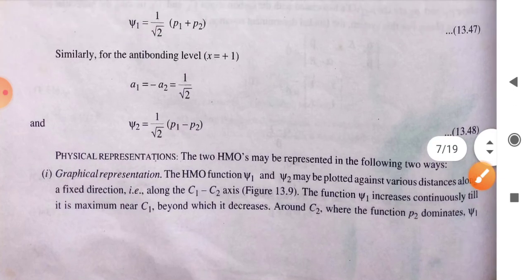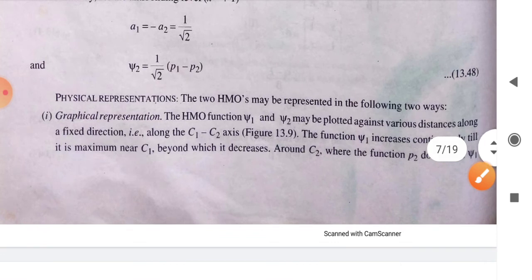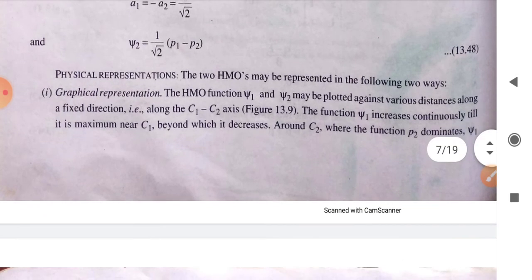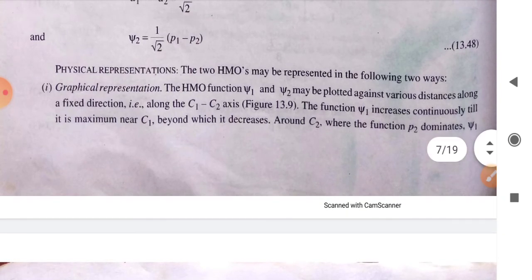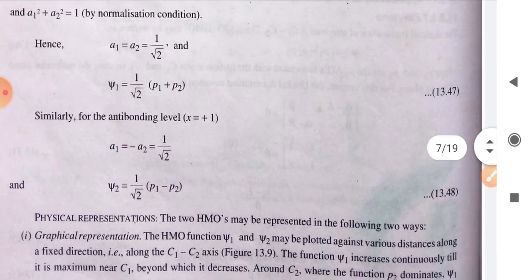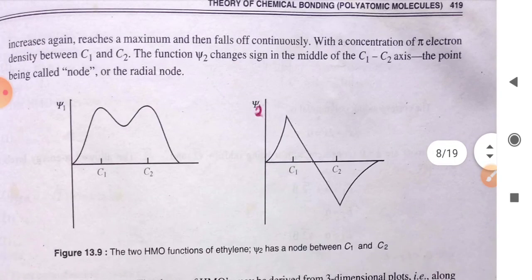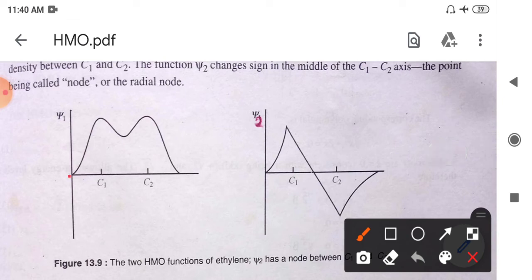So if you want to plot the graph of this wave equation as a function of the radial distance, the HMO functions psi 1 and psi 2 may be plotted against various distances from a fixed direction, say along the molecular axis. The function psi 1, like we see in these graphs, initially reaches a maxima at C1. Okay, and what is that maximum point? It is 1 upon root 2.